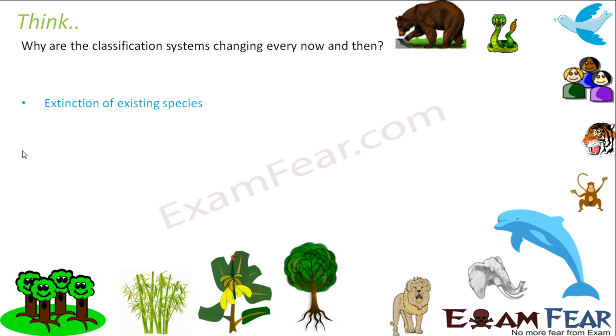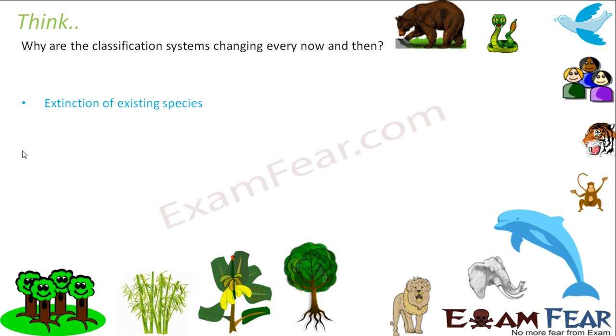For example, earlier dinosaurs were there, but now they are no more. Let us suppose earlier only dinosaurs were there. In your classification system you will have a separate group for dinosaurs. But now when the dinosaurs don't exist at all, there is no need for having such a group.